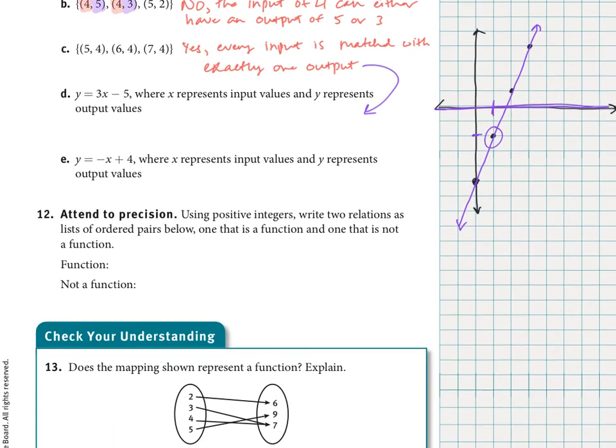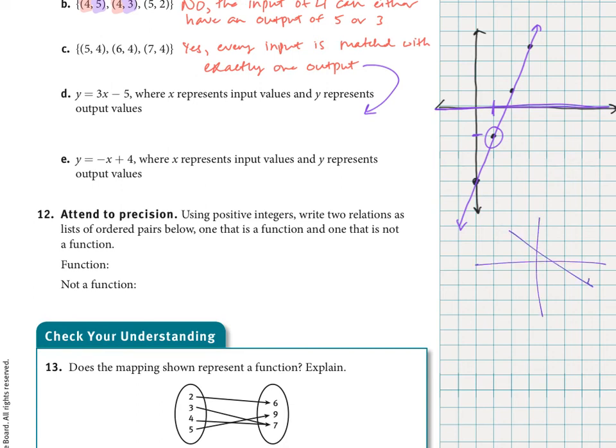Now let's look at part E. Now we've changed up our linear equation. We now have y equals -x plus 4, where x represents input values and y represents output values. Really, the only things to change are our y-intercept, so where we're starting on the y-axis, and our slope. It's now negative. So looking at this, all we're saying is if we had a graph like this, and we had some type of negative slope, is this still a function?